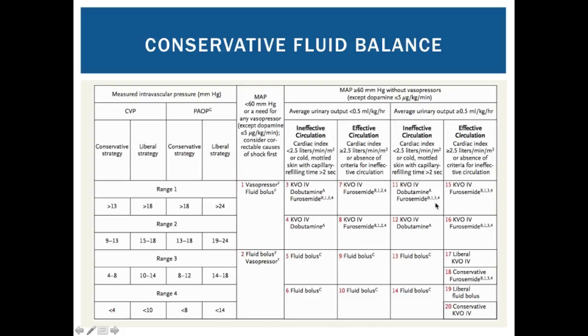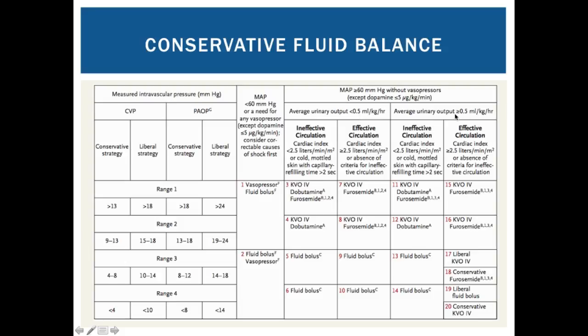And the way they figured out which group they fell into was they looked at a couple of things. They looked at either their central venous pressure or their wedge pressure, depending on which group they were in. They looked at their blood pressure. Were they less than 60 or greater than 60? And they looked at their urine output. Were they less than 0.5 milliliters per kilogram per hour or more than that?